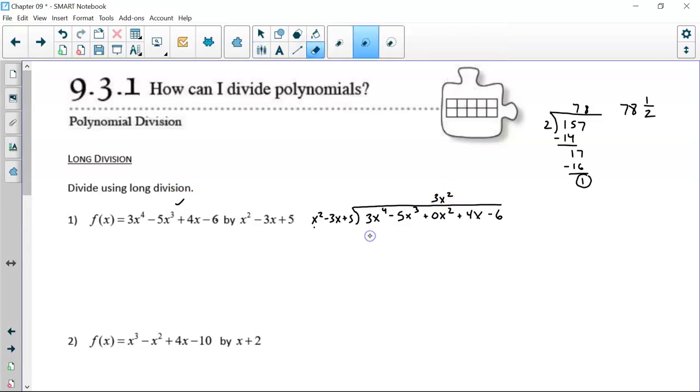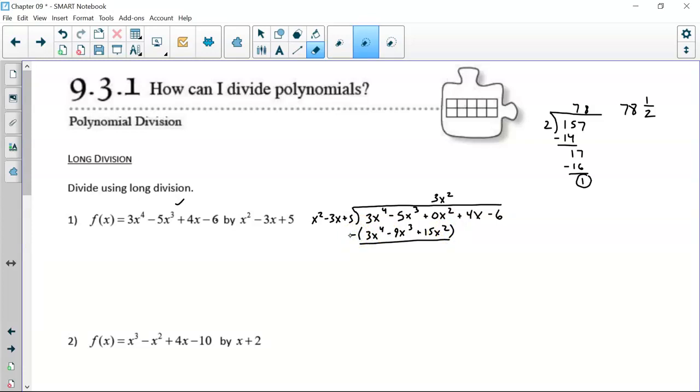Now, we distribute the 3x squared to everything here. So 3x squared times x squared is 3x to the fourth. 3x squared times negative 3x is negative 9x cubed. 3x squared times 5 is plus 15x squared. Do you see how everything's lined up? That's what we want. Now, just like we did with our previous problem, with long division, we subtract.